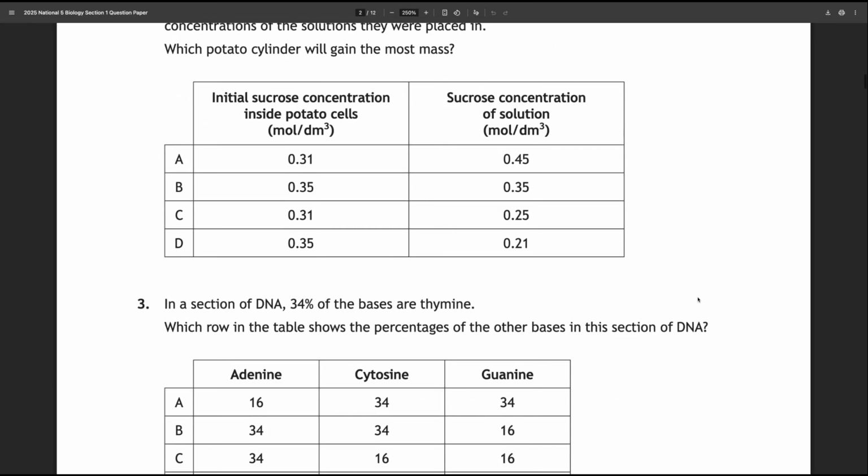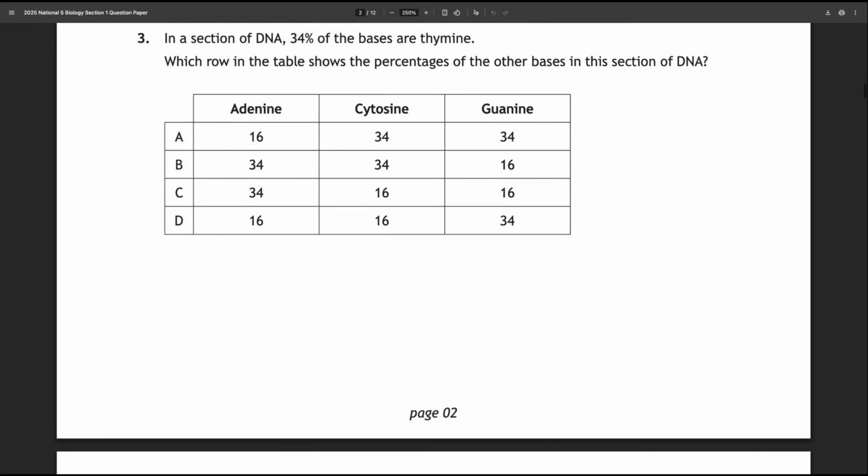But that is a tricky question, and it involves a wee bit of working out there. Question 3. In a section of DNA, 34% of the bases are thymine. Which row in the table shows the percentages of the other bases in this section of DNA?